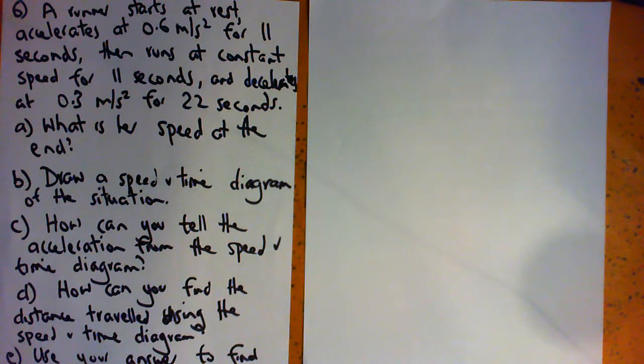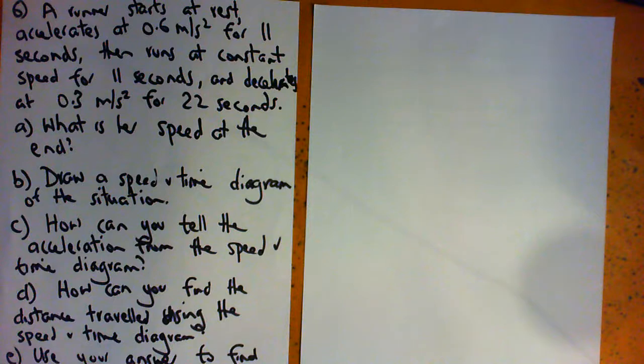The first thing we need to determine is the speed at the end of the process. But in order to get that, we need the speed at 11 seconds, which will be the speed at which the runner is travelling during the constant speed part of the process. So at 11 seconds we need to find what the speed is.